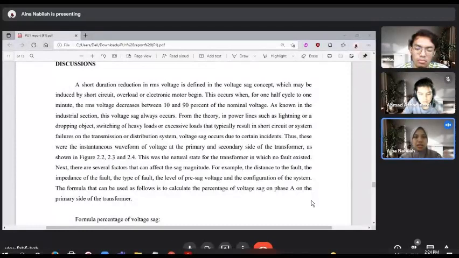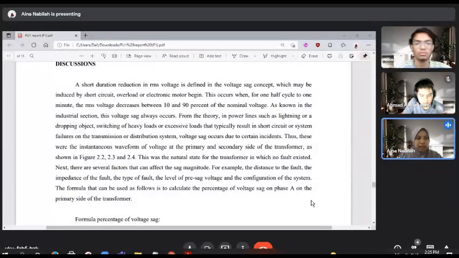Thus, these were the instantaneous waveform of voltage at the primary and secondary side of the transformer. As shown in figures 2.2, 2.3 and 2.4, this was the natural state for the transformer in which no fault existed. Next, there are several factors that can affect the sag magnitude. For example, the distance to the fault, the impedance of the fault, the type of fault, the level of preset voltage, and the configuration of the system.